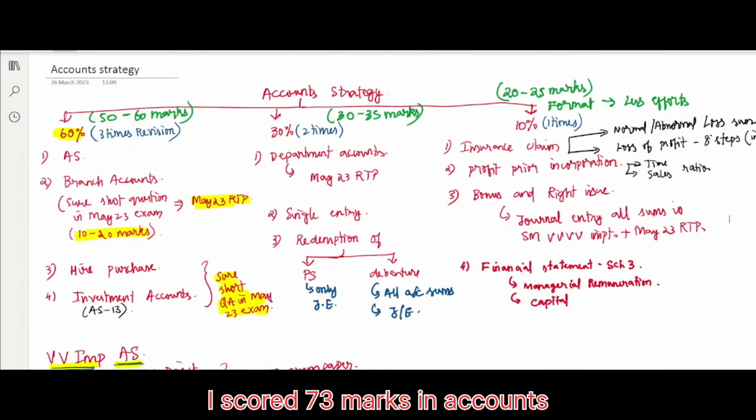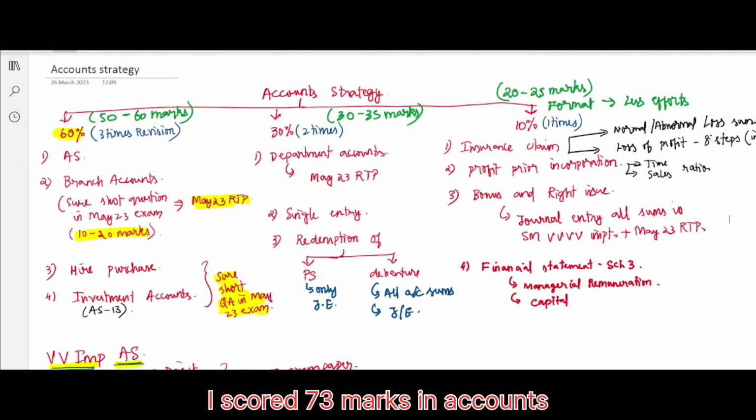So in this video we will discuss the accounts strategy for the May 23 examination and henceforth. The entire portion I have divided into 60%, 30% and 10% categories. Why have I divided it into these three parts? Because of the difficulty level and the amount of time investment required.